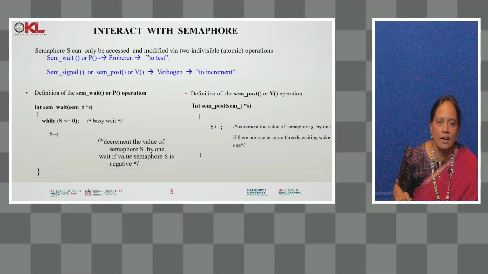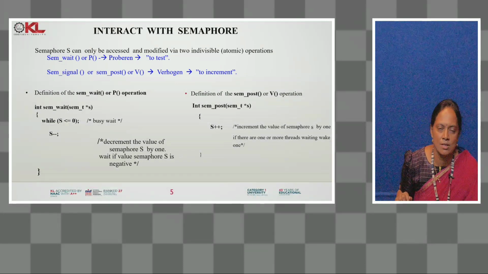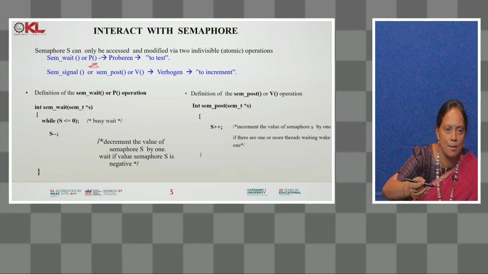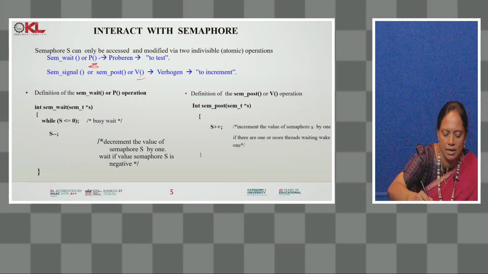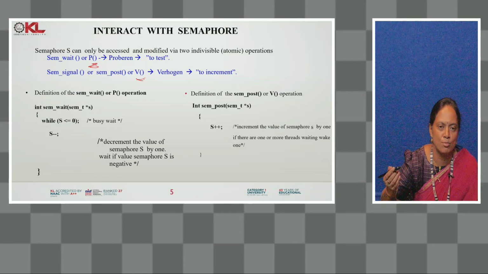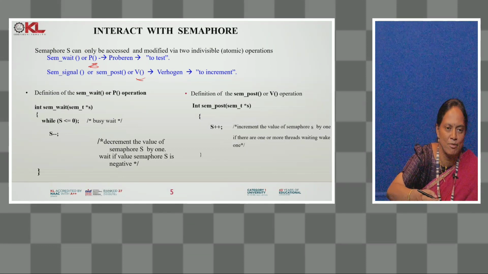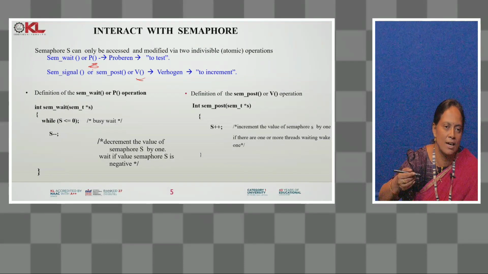If we want to interact with the semaphores, we use two functions. The first one is semaphore wait and the next one is semaphore signal. Generally, semaphore wait is denoted by P and semaphore signal is denoted by V. In most textbooks and references, some use wait and signal, and elsewhere they use P for the wait operation and V for the signal operation.